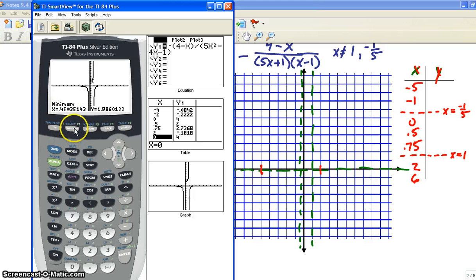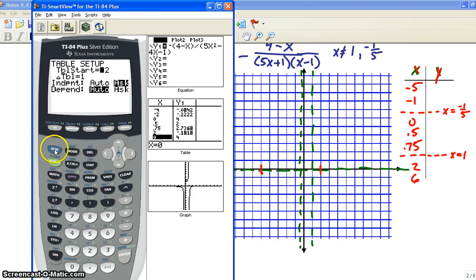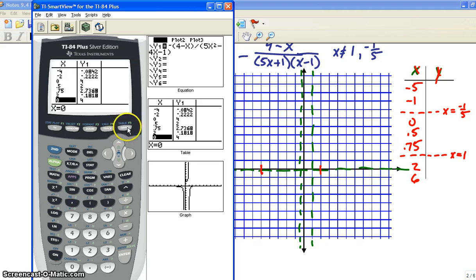What I want you to do is hit second, and then the window button, which is table set, and I want you to make your table set look just like this. After you have your table set that way, when you go to second table, a lot of you guys will not have values typed in for x. It'll probably be blank. If it's not blank, that's okay. Essentially what we're doing now is we can control what x values the calculator is going to put in the table. If you've got stuff in there, you can delete them.